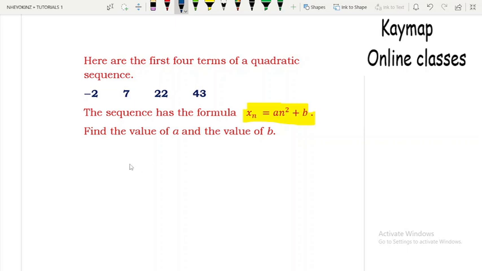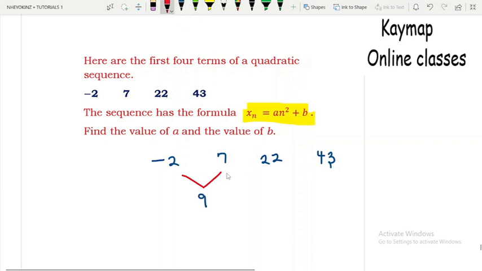Now, the first step is we'll write out the quadratic sequence. Okay, so we'll try to find the first difference. This is the first difference, 7 minus 2. Okay, so that gives us 9. Likewise, we'll do 22 minus 7. That will give us 15. Then we'll do 43 minus 22. That gives us 21.